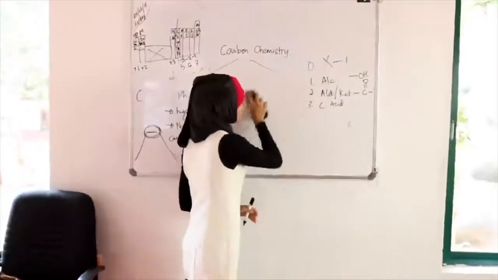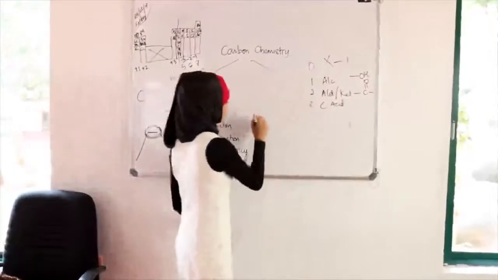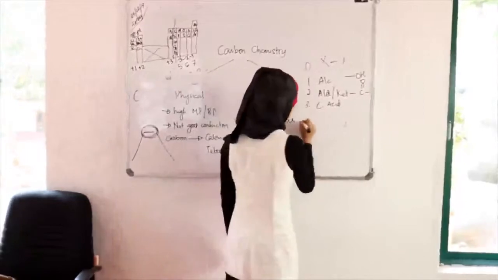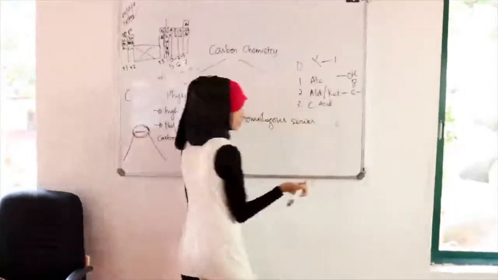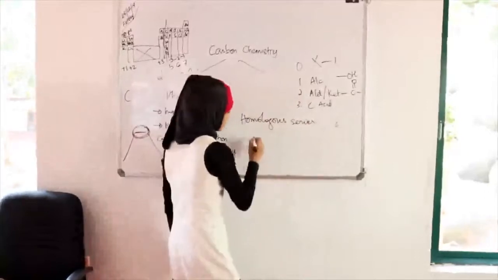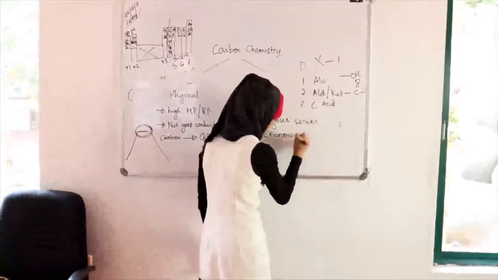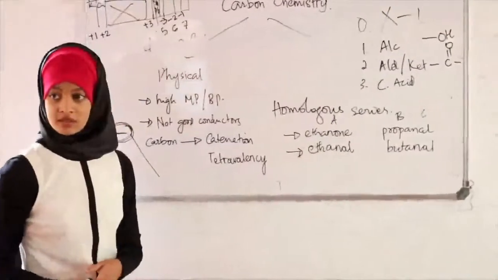So now what's the homologous series? It is a group of compounds which belong to the same functional group and have the same chemical properties. Okay, so it has a general formula. Yes. Okay, this one is a homologous series.